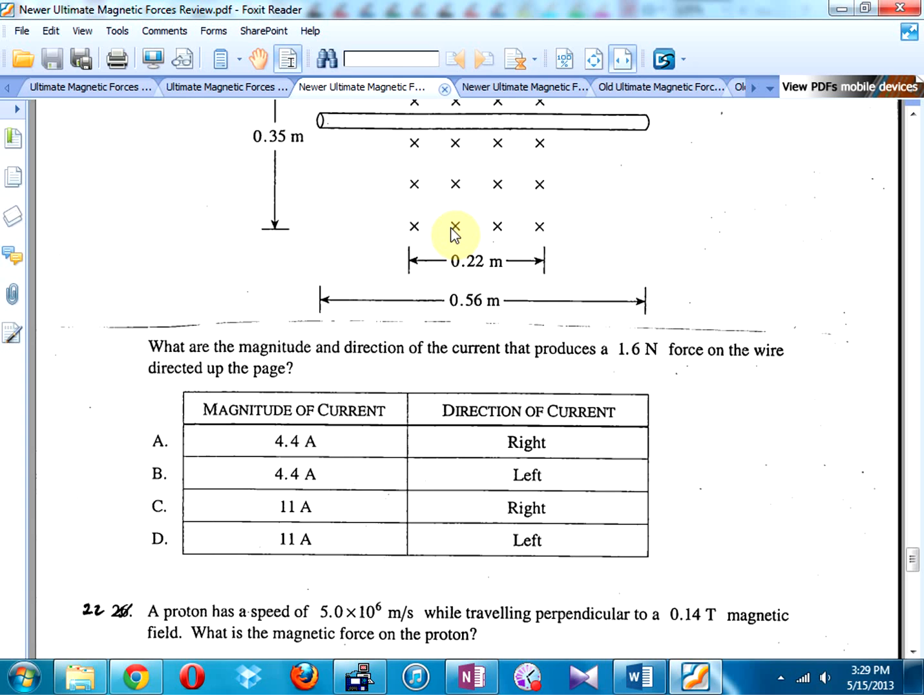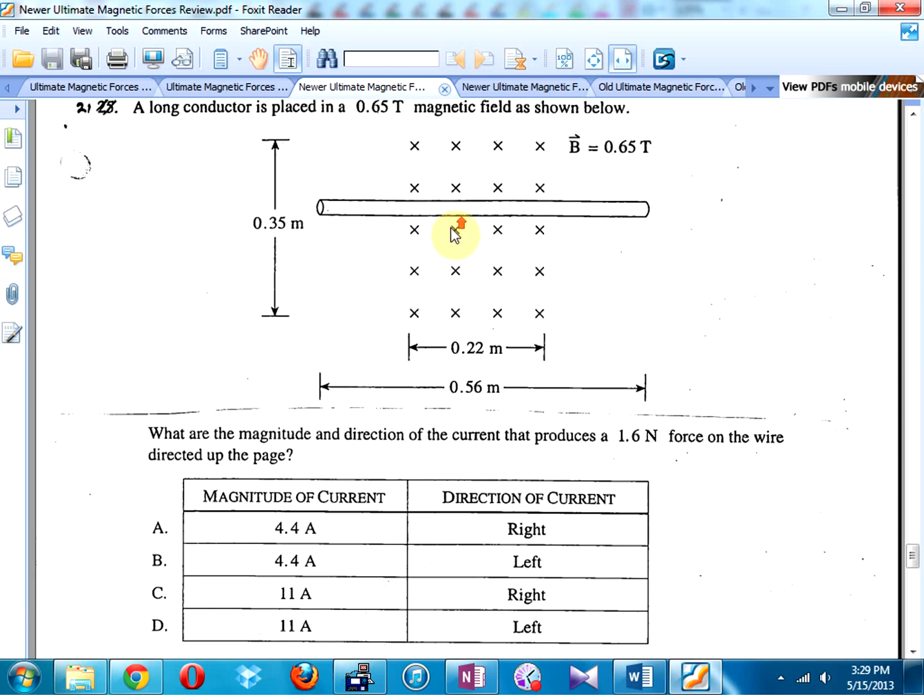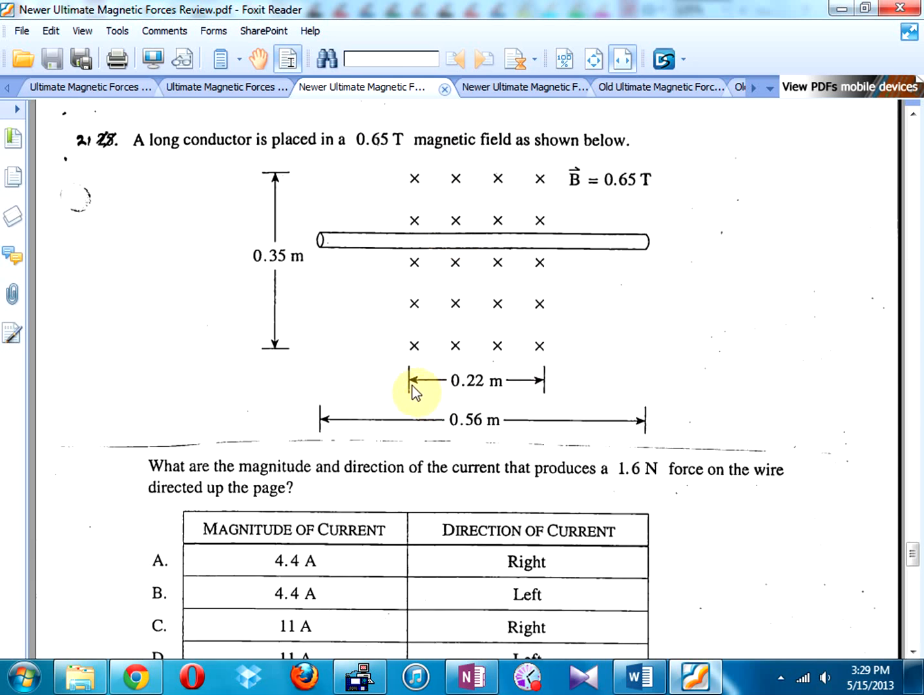Now I want to find the current. I'll use F equals BIL and solve for I. Which length will I use? This length, or that length? They've given you 3 different lengths to try and confuse you. The 0.22, the section of wire that's inside the magnetic field.